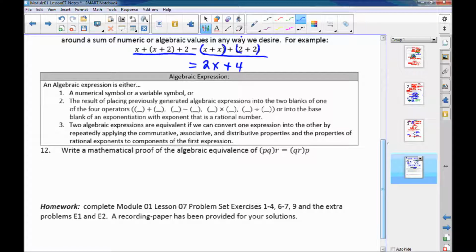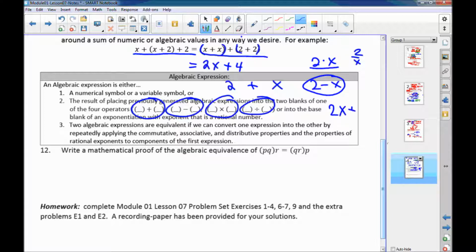All right? So we've been talking about algebraic expressions for a while and how they're equivalent, but we should really name it. So an algebraic expression is either a numerical symbol or a variable symbol. So either a number by itself or a letter by itself. Okay? And the result of placing previously generated algebraic expressions into two of the blanks of one of the four operators. So we can say it's 2 plus x, that's this one. Or we could say 2 minus x if we felt like it. Or 2 times x if we felt like it. Or 2 divided by x if we felt like it. All those are going to be algebraic expressions. Okay? And then we can combine this algebraic expression with this one if we want. So we could do 2x plus 2 minus x.